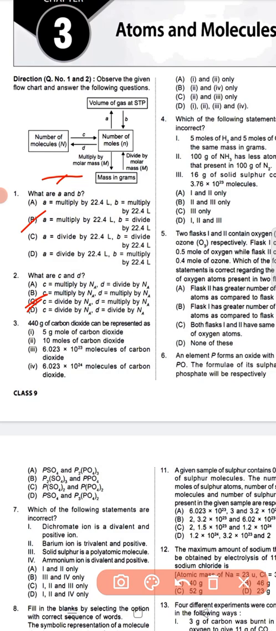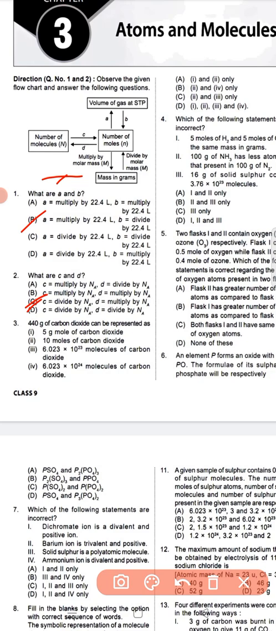Next, question number 3. 440 gram of carbon dioxide can be represented as: 1, 5 gram mole of carbon dioxide; 2, 10 mole of carbon dioxide; 3, 6.023 into 10 to the power 23 molecules of carbon dioxide; or 4, 6.023 into 10 to the power 24 molecules of carbon dioxide. The options given are A, 1 and 2, and B, 2 and 4.